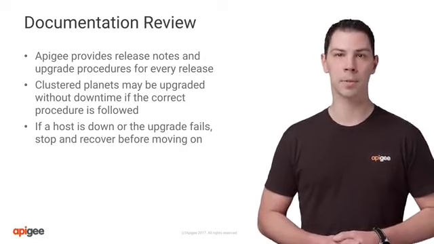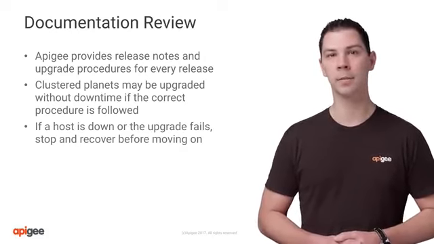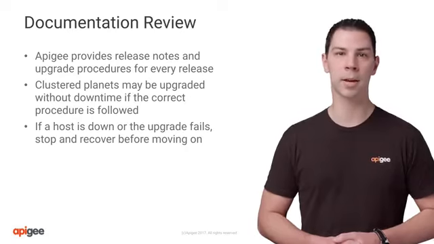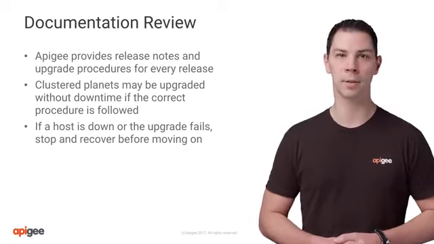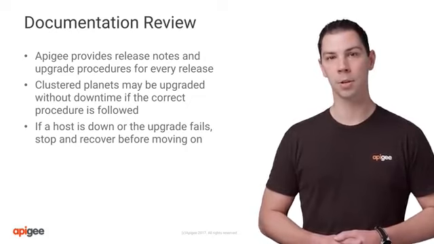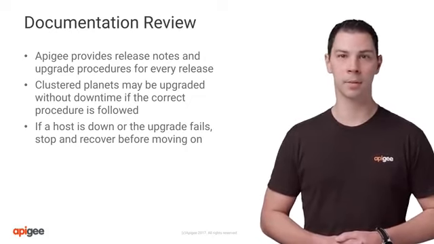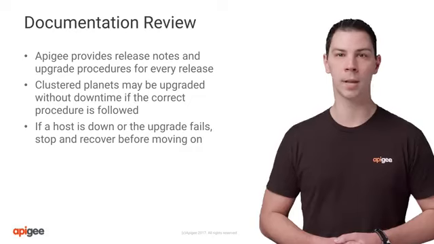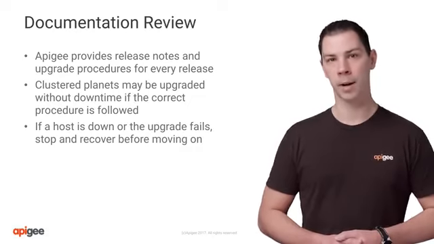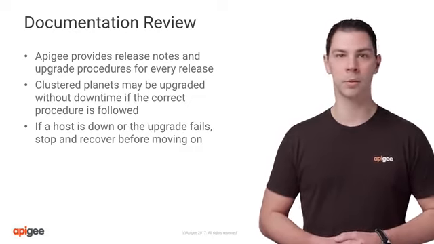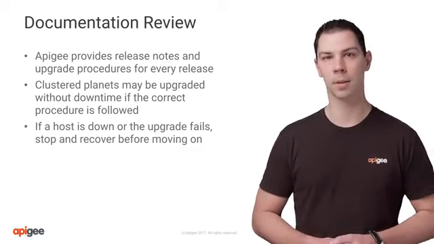You can upgrade your Apigee Planet without downtime by carefully following all instructions as long as you have at least 2 of every service in the cluster. Ensure that each host is fully upgraded without any errors before moving on to the next to avoid downtime. When upgrading routers, remove them from your load balancers to avoid dropping any in-flight requests.